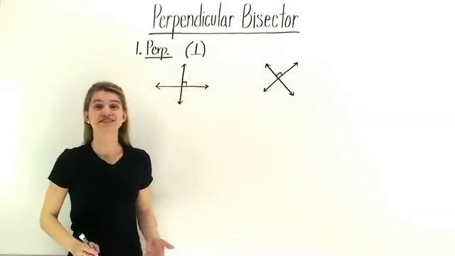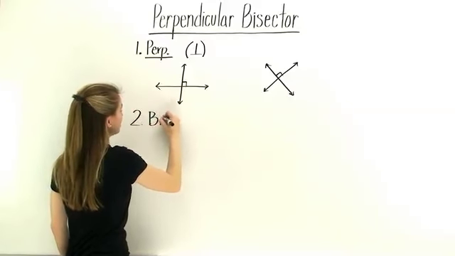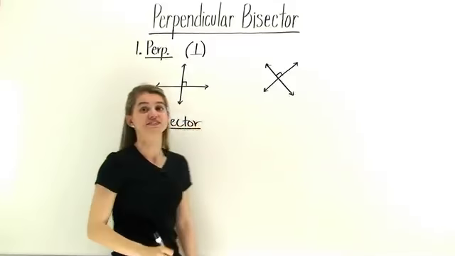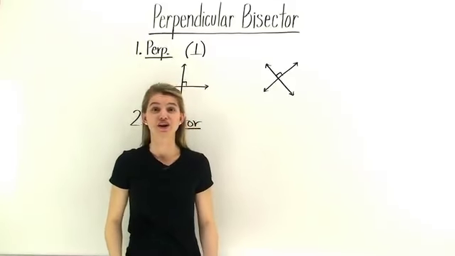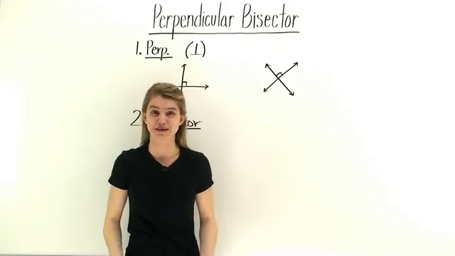Now let's take a look at the second word, bisector. Recall, to bisect means to cut something in half. So, a bisector then is a line, ray, or other figure that cuts something into two congruent pieces. Let's take a look at a few examples.